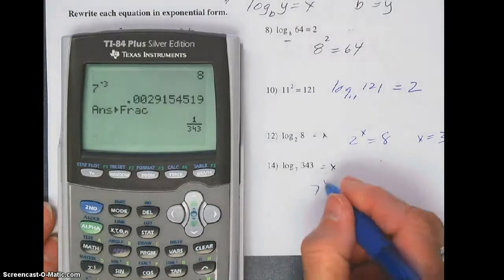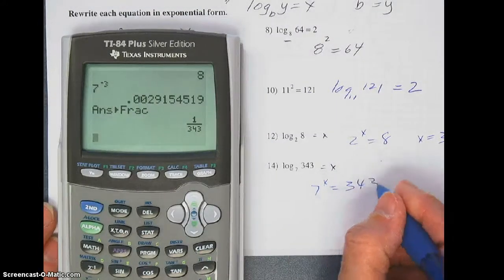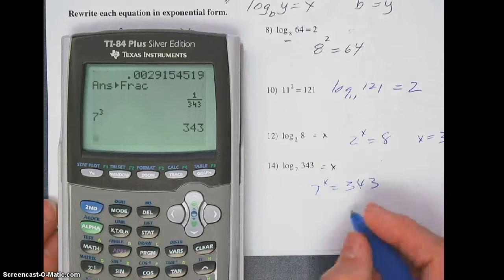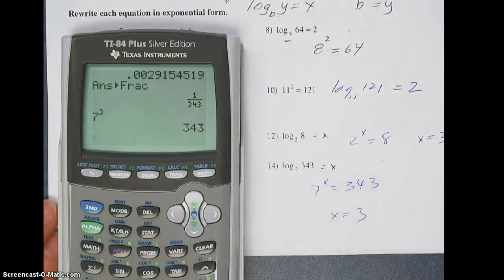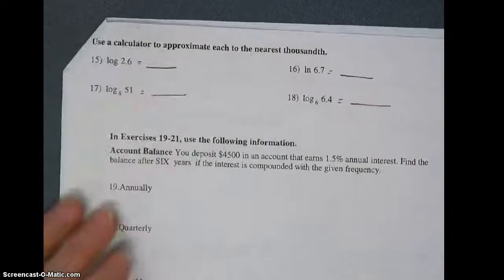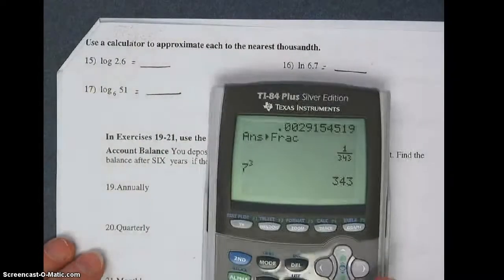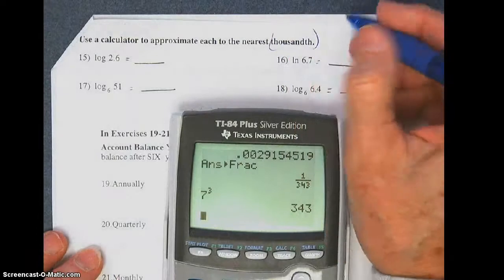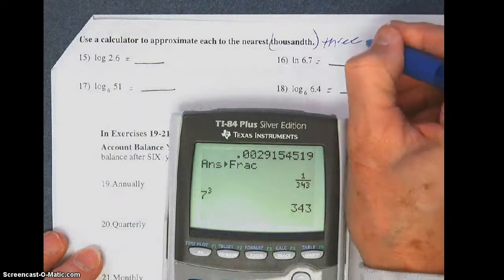7 raised to the x is a positive 343. Well, we just punched 7 cubed, and x will equal 3 again. On the back side, we used our calculators. And remember, write yourself a note, the thousandths is 3 decimal places.